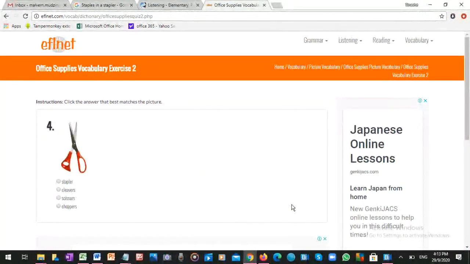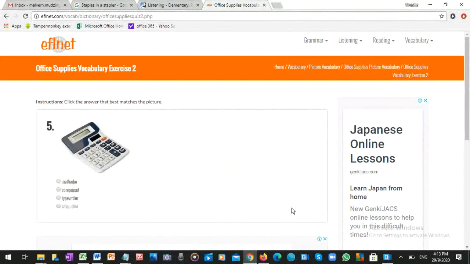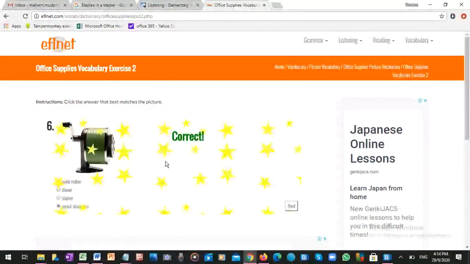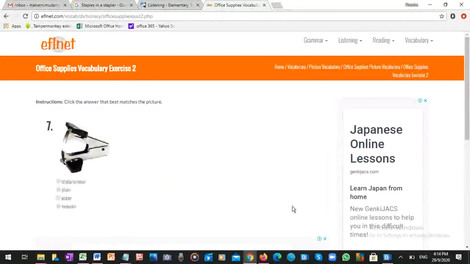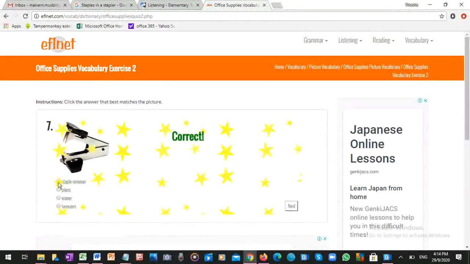Number four is a scissors. Well done. Number five is a computer. Well done. Number six is a pencil sharpener. Try to say pencil sharpener. Pencil sharpener. Well done. And this one is a staple remover. Staple remover. Well done.